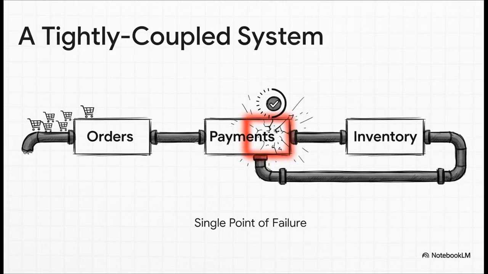This kind of setup where everything is directly connected and waiting on each other has a name. It's called a tightly coupled system. And if the payment service, for instance, gets bogged down during that huge sale, what happens? Everything behind it grinds to a halt. One domino gets stuck and the whole system just collapses, leaving customers hanging and sales disappearing into thin air.